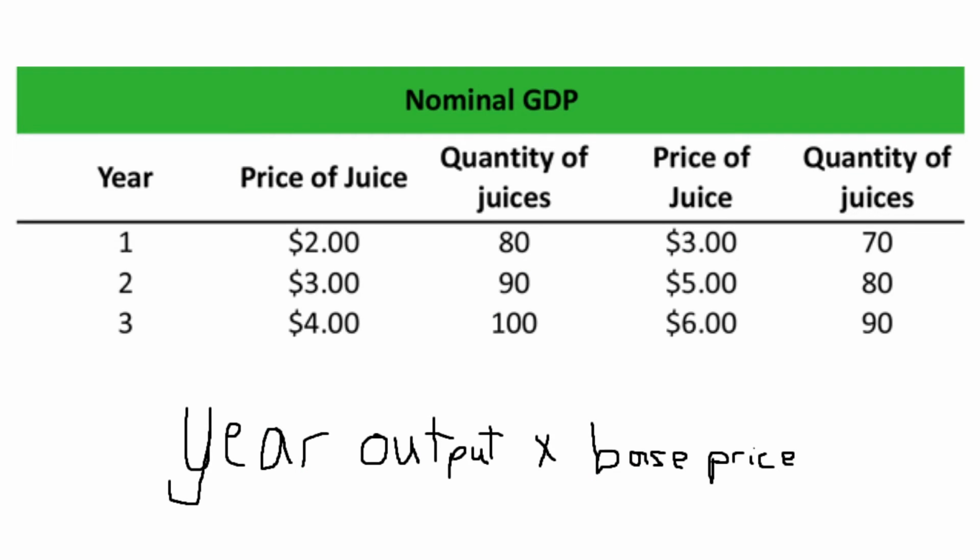So in the next slide, you can see here that there's a list of different years and the price of different products and the quantity of those products. So to find nominal GDP, you would multiply the price and the quantity and add those together within each year to find the nominal GDP of each year. And to find the real GDP, you would take that year output and multiply it by its base price.